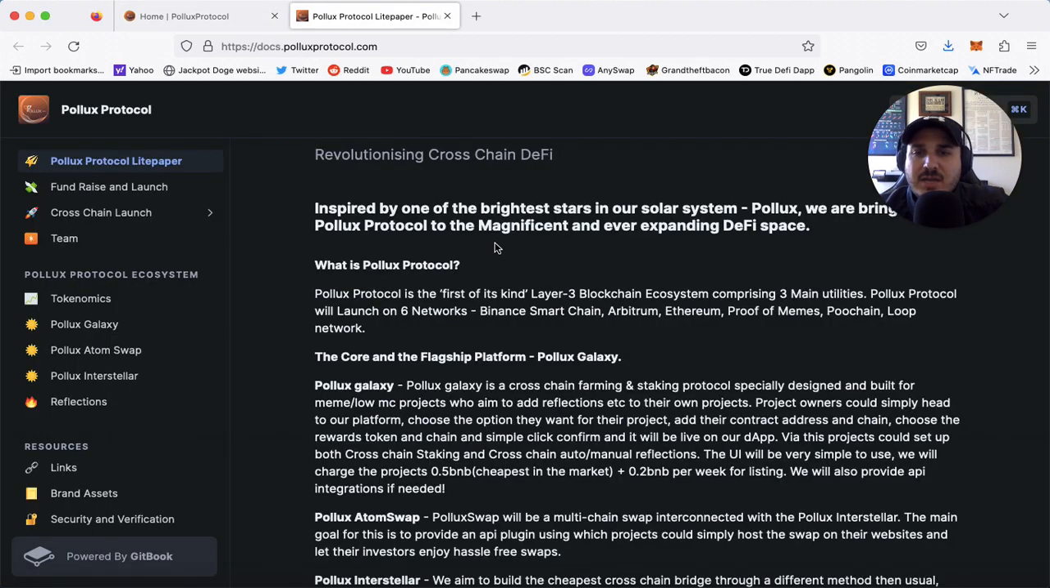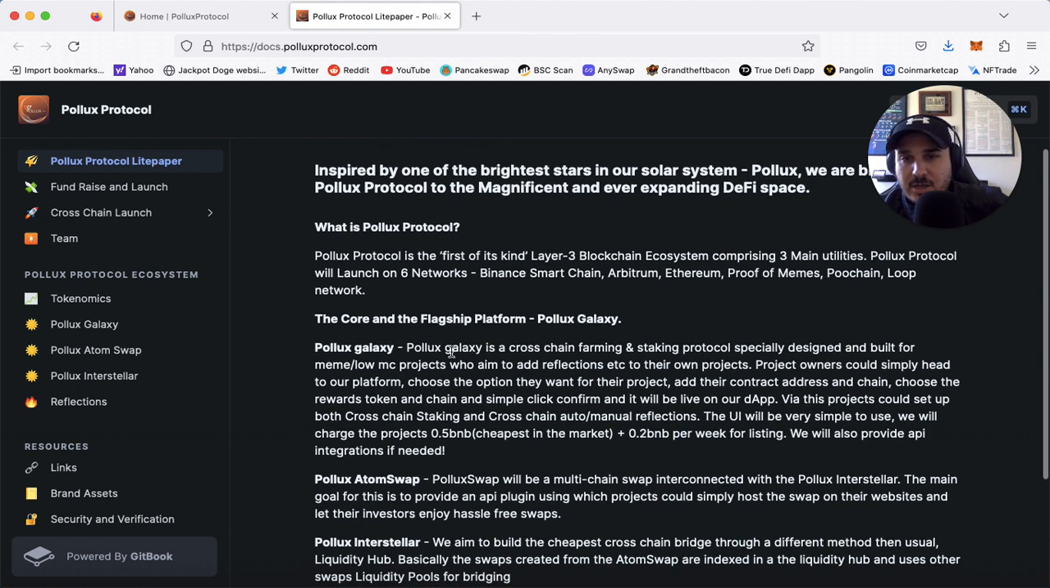So what is Pollux Protocol? Pollux Protocol is the first of its kind layer 3 blockchain ecosystem comprising of three main utilities. Pollux Protocol will launch on six networks, which we mentioned when we were looking at the beginning of the website. So the core and flagship platform, Pollux Galaxy. So Pollux Galaxy is a cross-chain farming and staking protocol specially designed and built for meme, low market cap projects who aim to add reflections, etc.